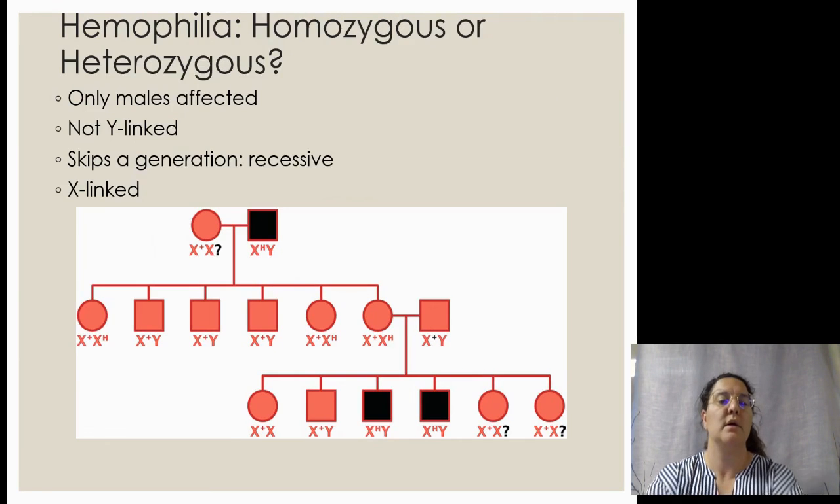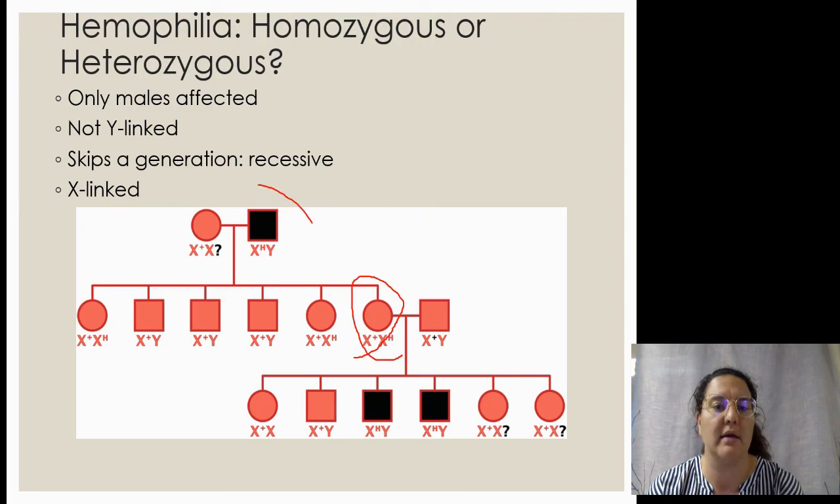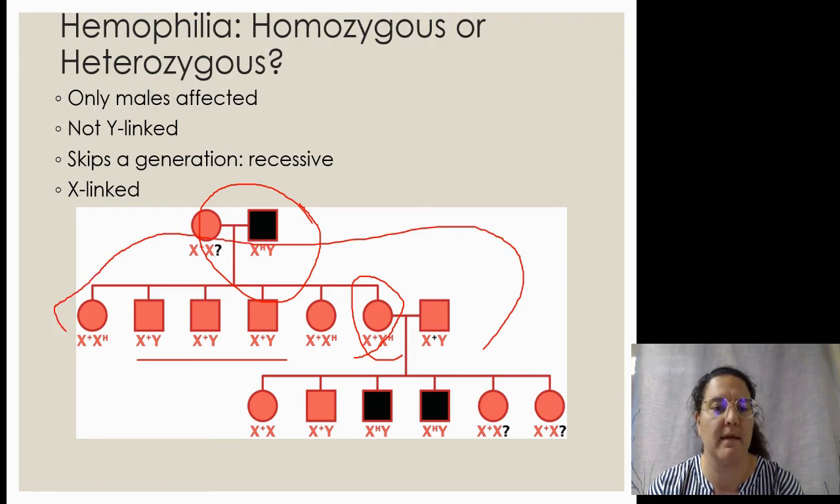Okay. So lastly, with hemophilia and other sex-linked recessive disorders, typically only males are affected, but we will see females who are affected if they come from a carrier mother and an affected father. It's not Y-linked because a father does not pass it on to his sons, and because we skip generations, that disorder is going to be recessive.